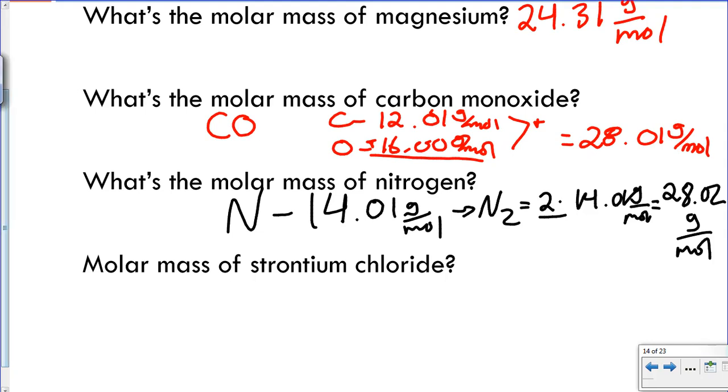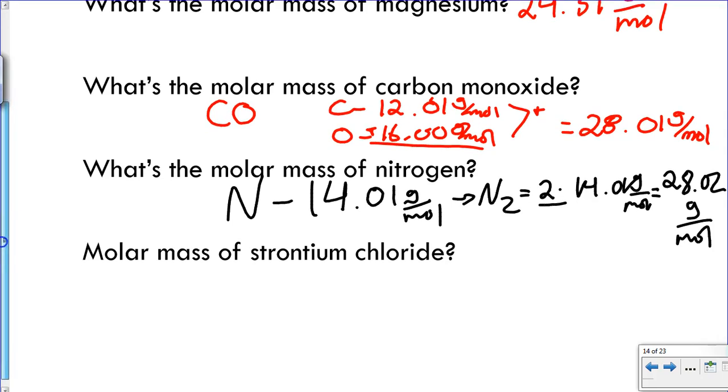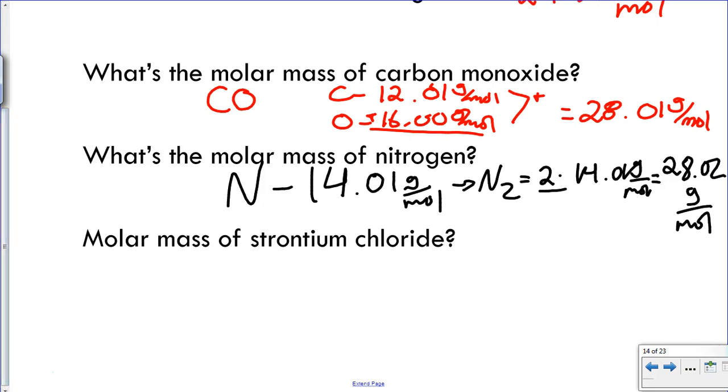The last one, strontium chloride. Okay, if we take a look at the formula for strontium chloride, we see SrCl2. Now we have several components here. We have 3 total atoms. Okay, we would just break it up. So now we have strontium, which has a molar mass of 87.62. And chlorine, we would have 2 chlorine.